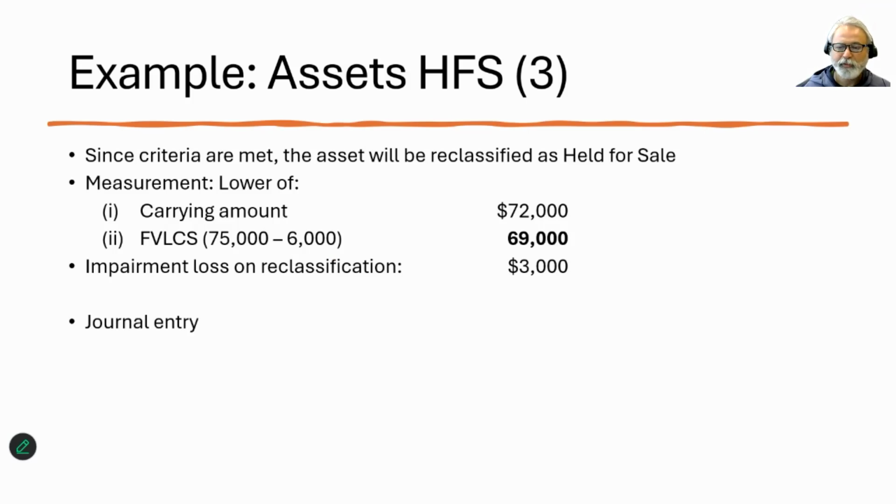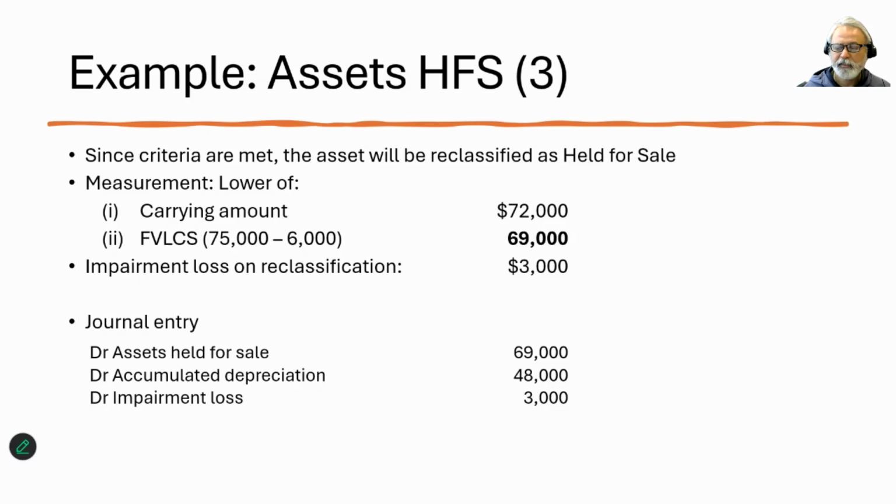The journal entry to record the reclassification will be: you debit the assets held for sale, 69,000, derecognize the existing asset by debiting accumulated depreciation and crediting the cost. So credit the machinery 120,000, debit the accumulated depreciation for the 48,000, and you debit an impairment loss for the $3,000. Total of debits should equal total of credits.